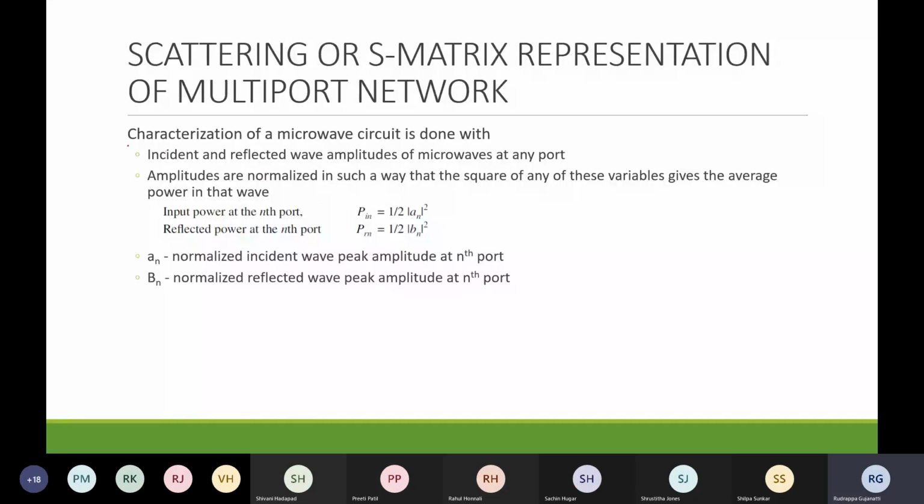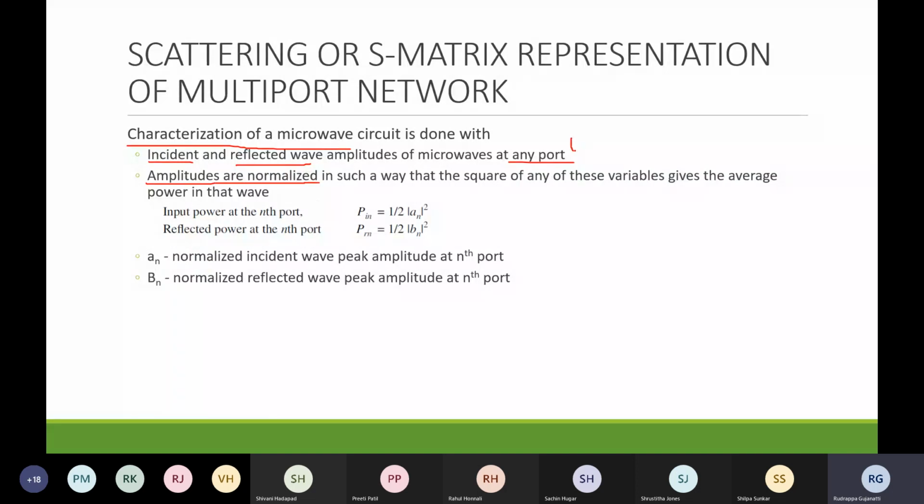So characterization of the microwave circuit is basically done with the help of the incident and the reflected waves. These incident and reflected waves can be seen at different ports. If it is a two-port, we can see them at both ports. If it is an N-port, we can observe them at the N ports. Apart from this, when we are considering these amplitudes, we generally consider the normalized values.